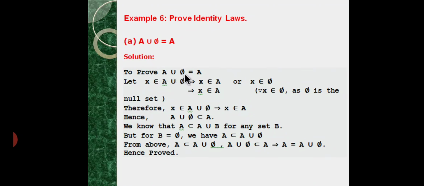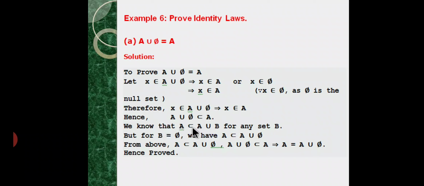So to prove A union phi is equal to A, first of all let X belong to A union phi. So X belongs to A or X belongs to phi. X belongs to phi means that is the empty set. So X belongs to A, as phi is the null set. So we remove X belongs to phi. So X belongs to A. So A union phi is a subset of or equal to A.